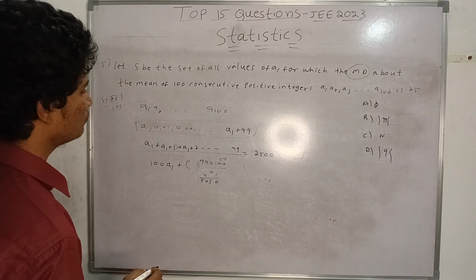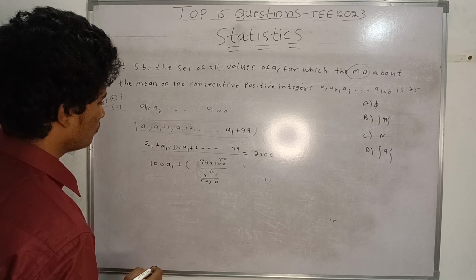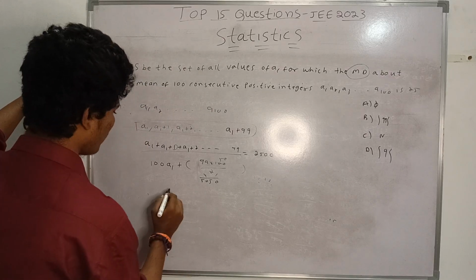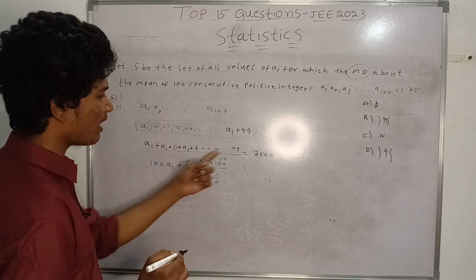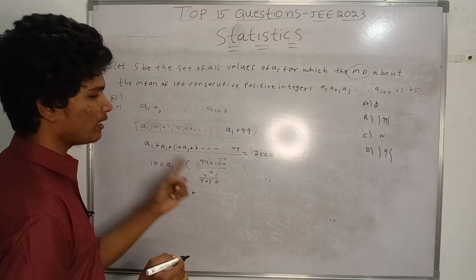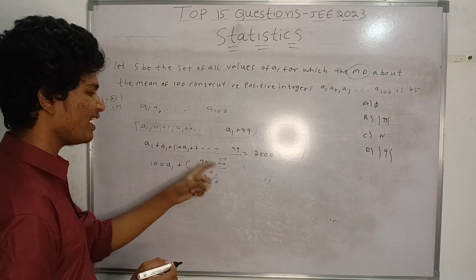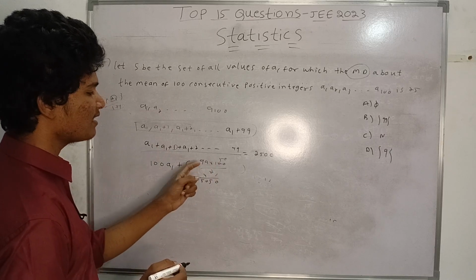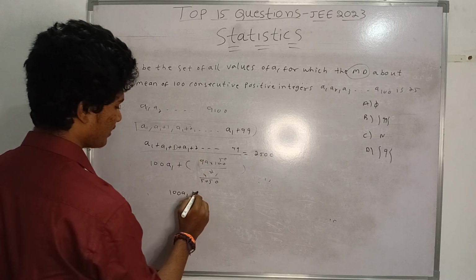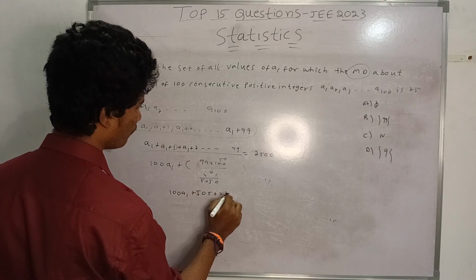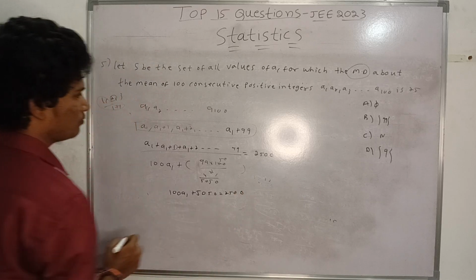Yes, 5050. So here 100 A1 plus 1, 2, 3 up to 99. So it will become n into n plus 1, that is 99 into 100 divided by 2, that is 99 times 50, which gives 4950 plus 100 is 5050. Yes, it is correct. 5050 equal to 2500.